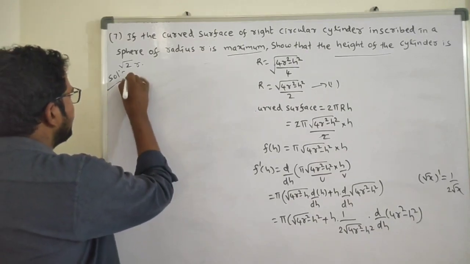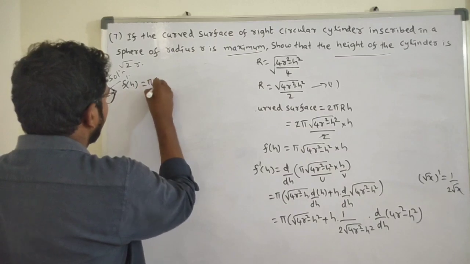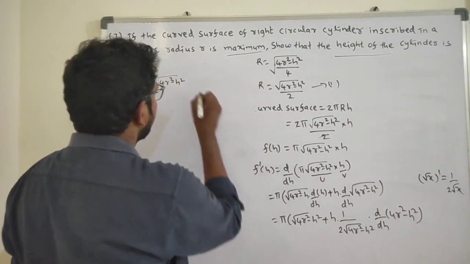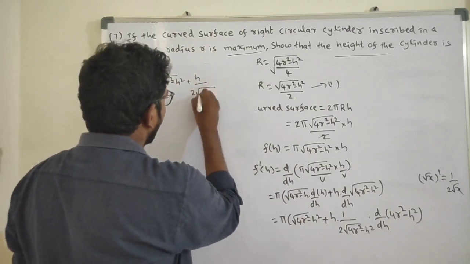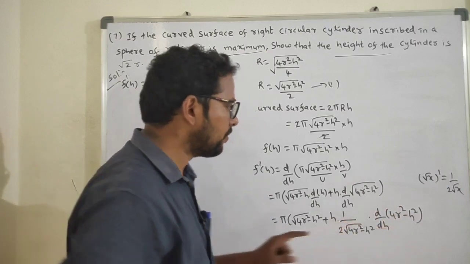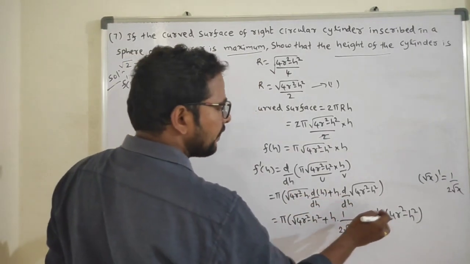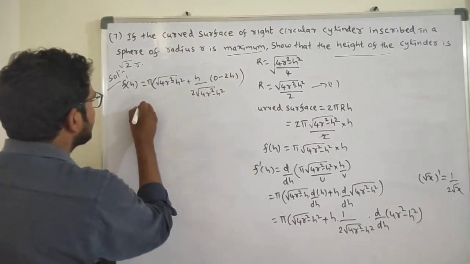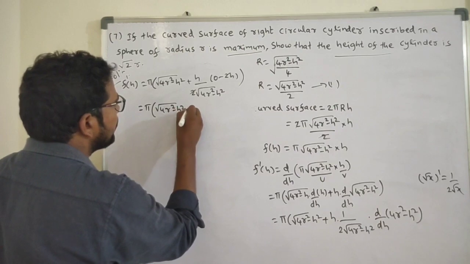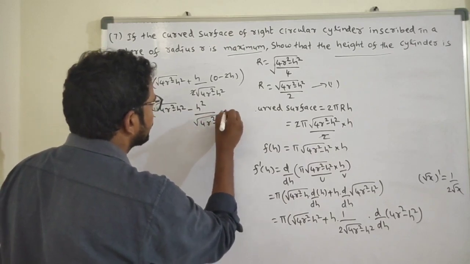f'(h) is equal to π into √(4r² − h²) plus h into 1 by 2 root of (4r² − h²) into d/dh of 4r² minus h². 4r² is a constant, so that is 0, minus d/dh of h², and d/dx of x² equals 2x, so d/dh of h² is 2h. Here the 2 gets cancelled. So π into √(4r² − h²) plus h into minus h, that is minus h², by √(4r² − h²).